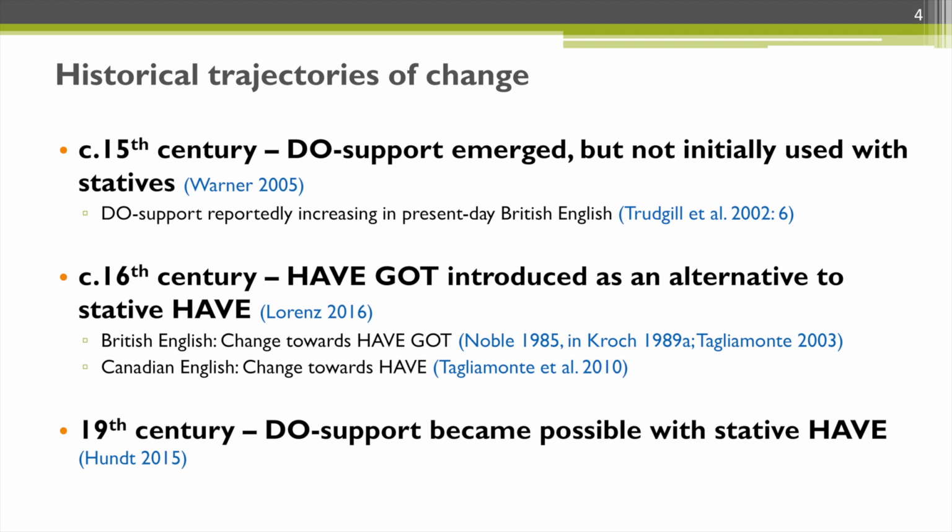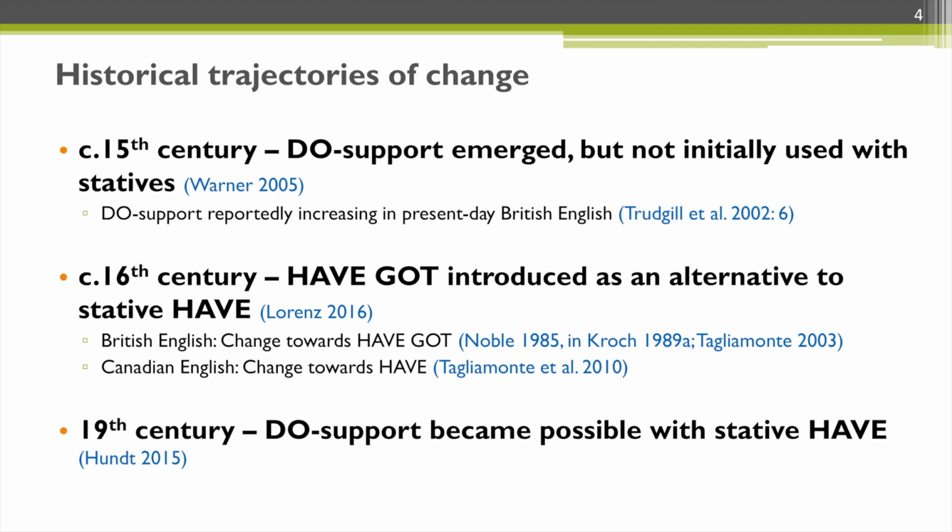Then a bit later, around the 16th century, have got first came in as an alternative to have in the stative context. And it's been suggested that in British English there's a general change towards have got for the expression of a stative possessive. For instance, by Noble, 1985, and then later in Tagliamonte, 2003.